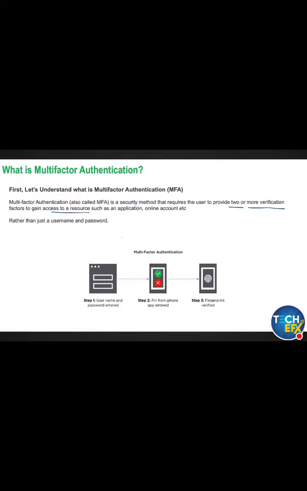As you can see in this diagram, the user is asked to provide the username and password as the first factor, and the OTP as the second factor, and the fingerprint biometric as the third factor. So user ID, password, then PIN, and then fingerprints.